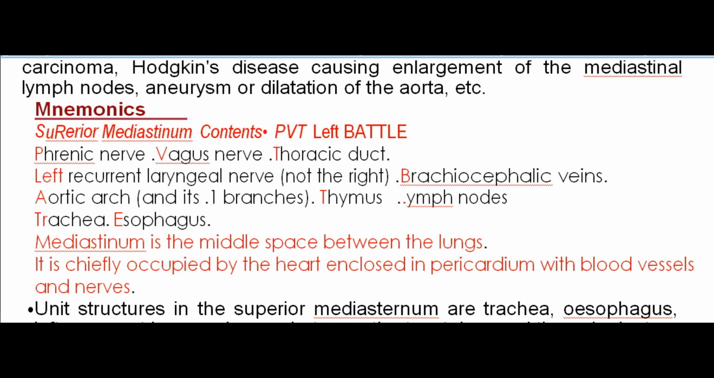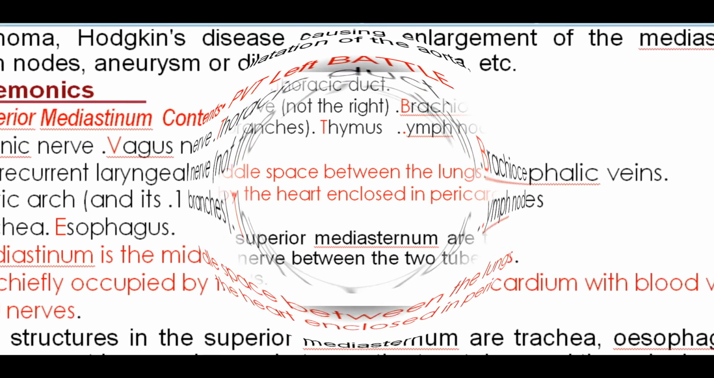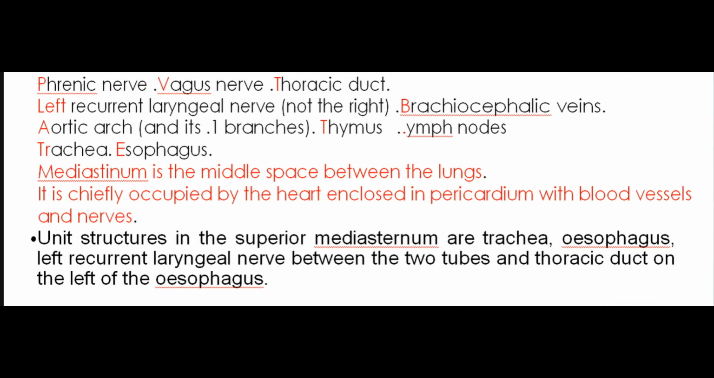Mediastinum is the middle space between the lungs. It is chiefly occupied by the heart enclosed in pericardium with blood vessels and nerves. The structures in the superior mediastinum are trachea, esophagus, left recurrent laryngeal nerve between the two tubes, and thoracic duct on the left of the esophagus.